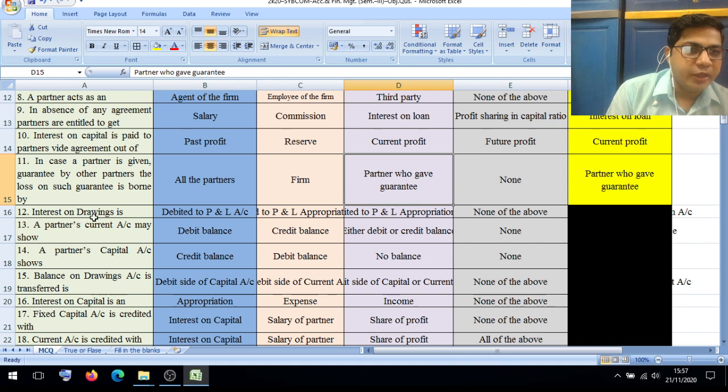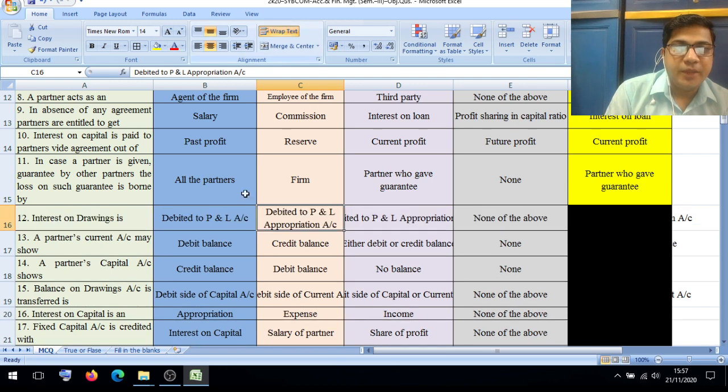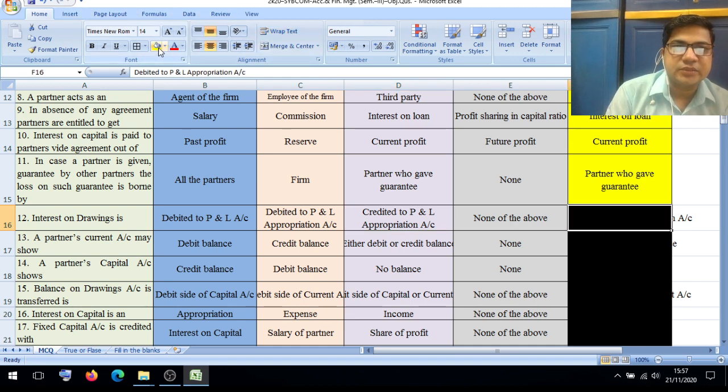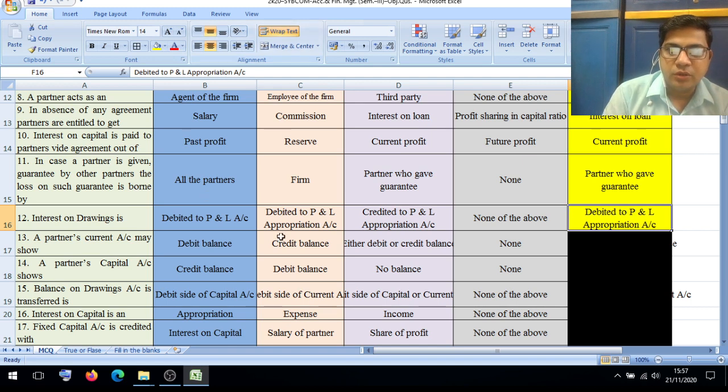Interest on drawing is debited to profit and loss account, debited to profit and loss appropriation account, credited to the profit and loss appropriation account, or none of the above. The answer is debited to the profit and loss appropriation account.